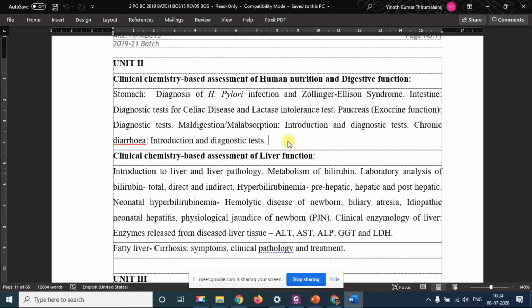The first organ is the stomach. I said the stomach is a very important organ, and 25 to 40% of the digestion is happening only in the stomach.